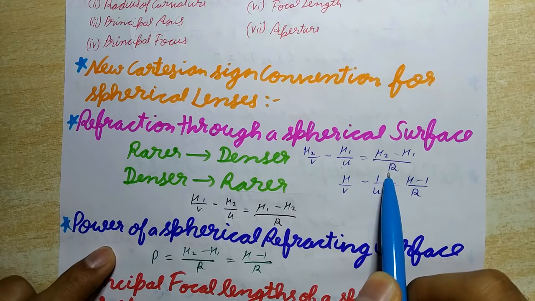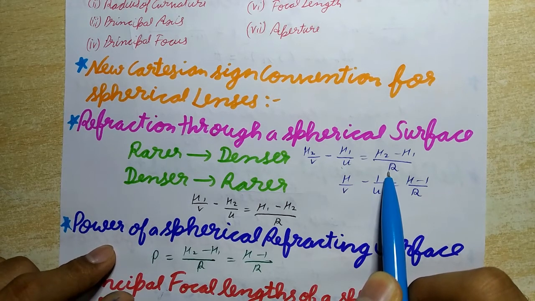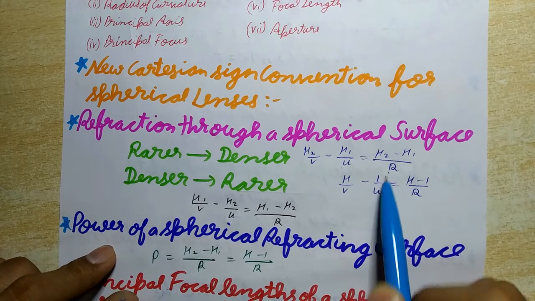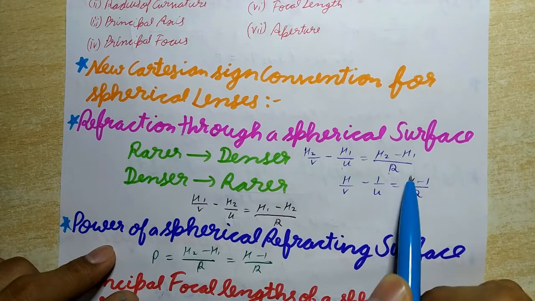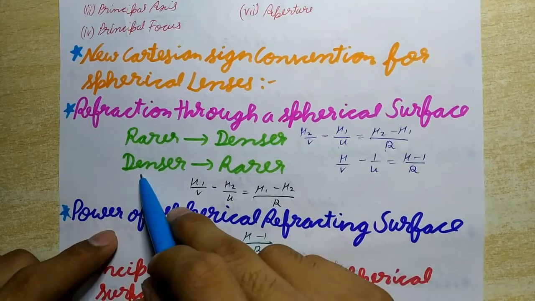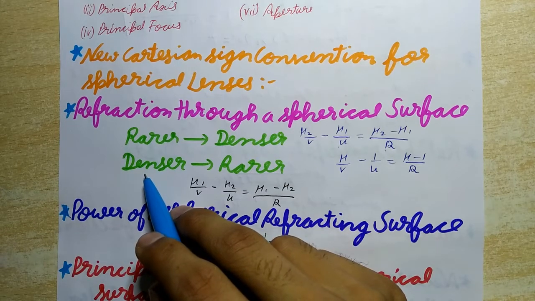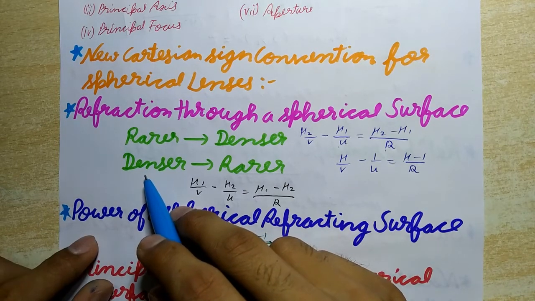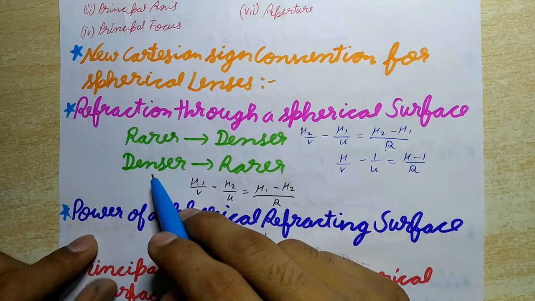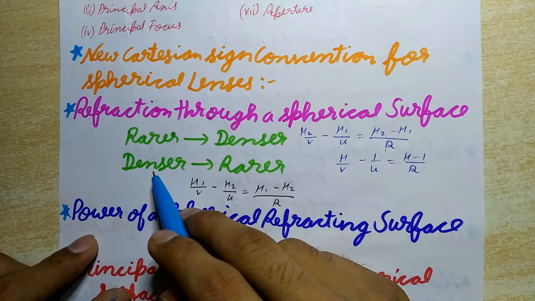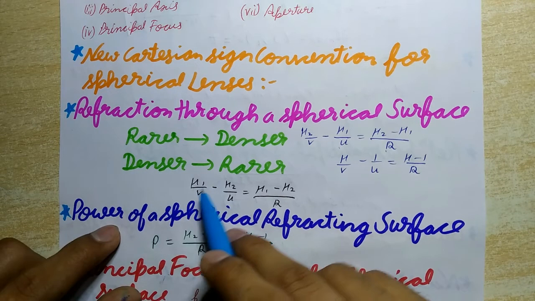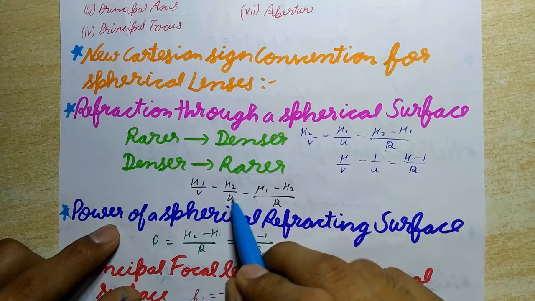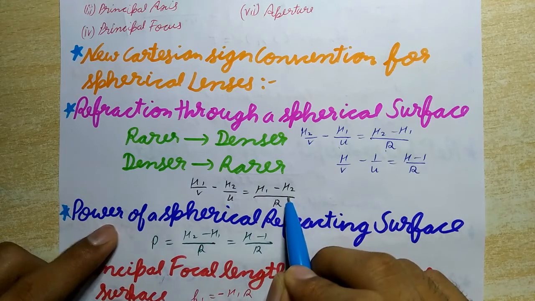And if the rarer medium is air, then mu1 equals 1 and mu2 equals mu. We have mu upon v minus 1 upon u equals mu minus 1 upon R. And second, for refraction from denser to rarer medium, when the object is placed in a denser medium, the relation between u and v can be obtained by interchanging mu1 and mu2. So mu1 upon v minus mu2 upon u equals mu1 minus mu2 upon R.